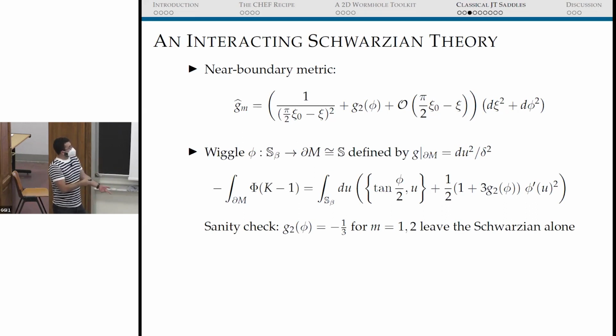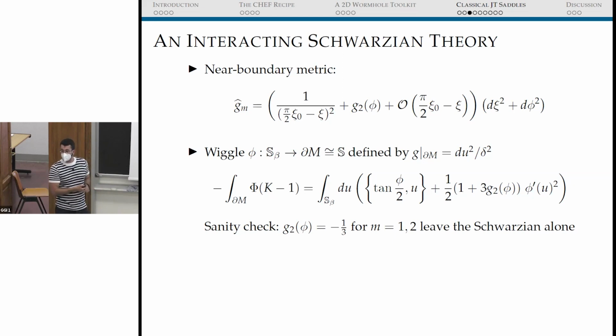You can do the sanity check, and for n equals 1 and 2, you indeed recover the Schwarzian because G2 goes to -1/3. Here, I'm not explaining the notation very well, but this is the usual embedding of the wiggle in the circle. And yeah, question?